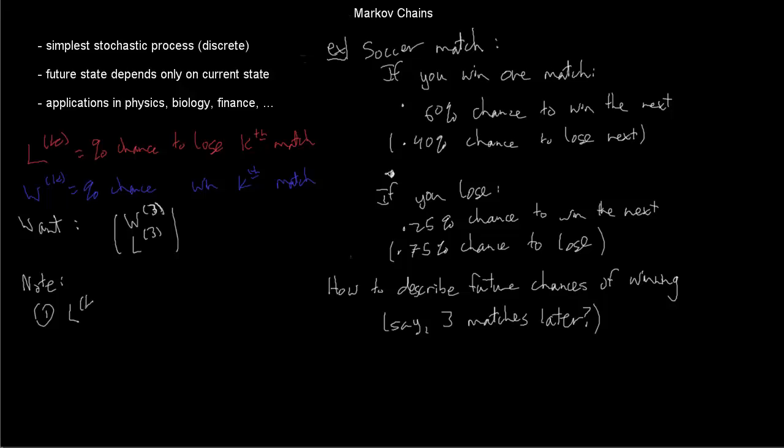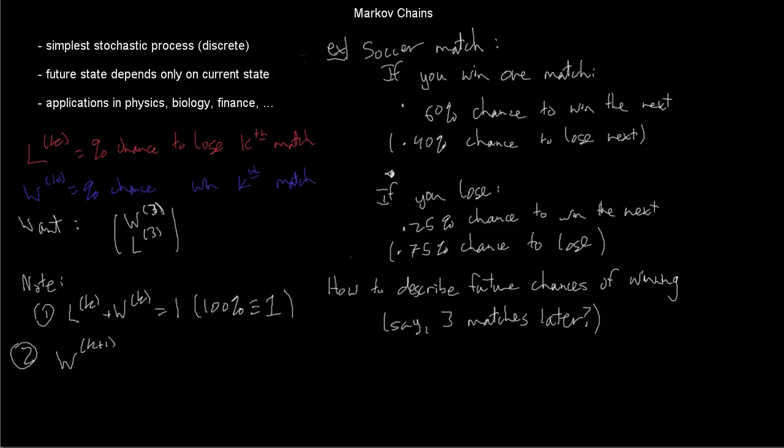Probabilities are going to take values between 0 and 1. So first, observe that there's no ties in this setup, so that the probability of losing plus the probability of winning the kth match should be 1. 100% will be 1. 0% will be 0. 25% will be 1/4.